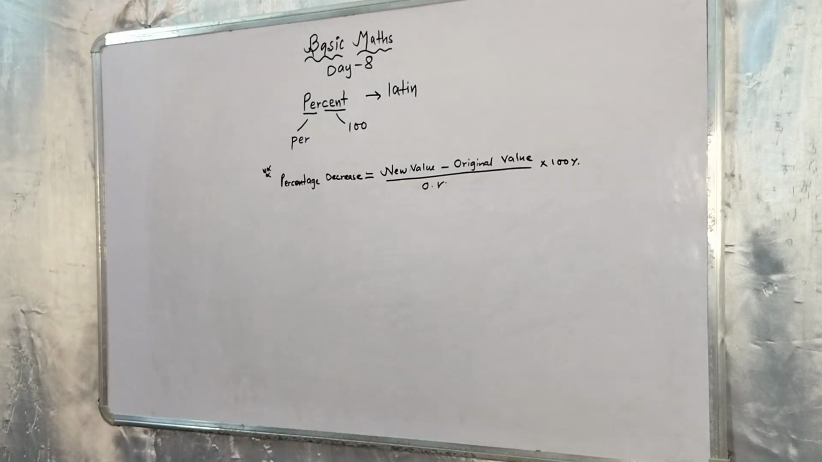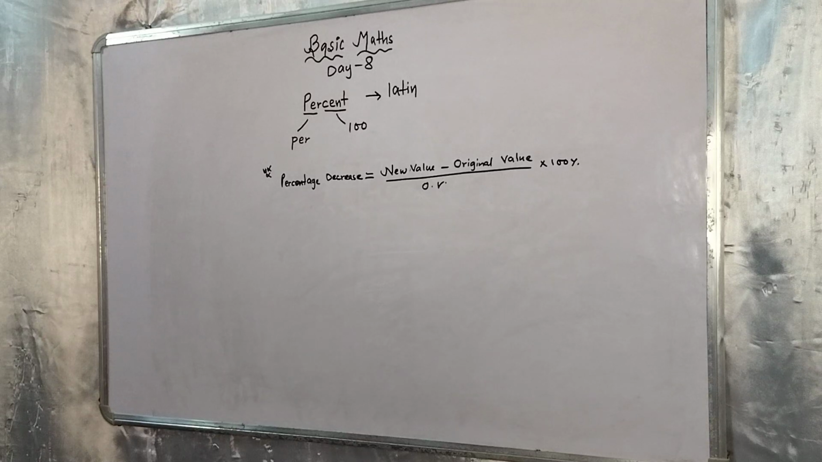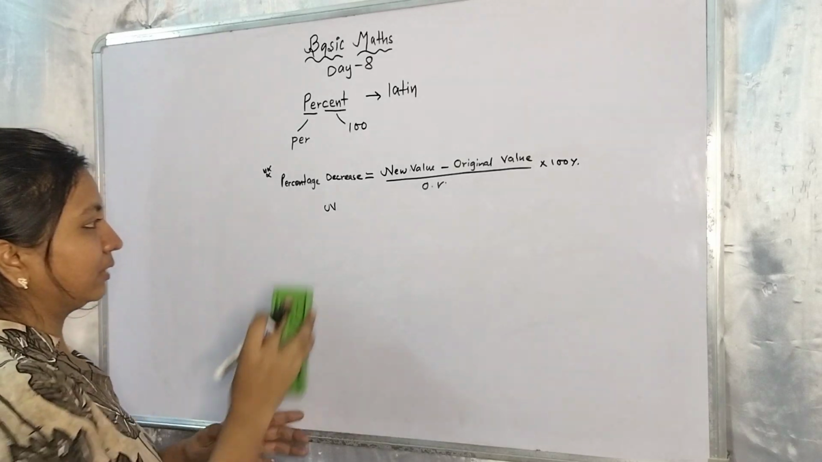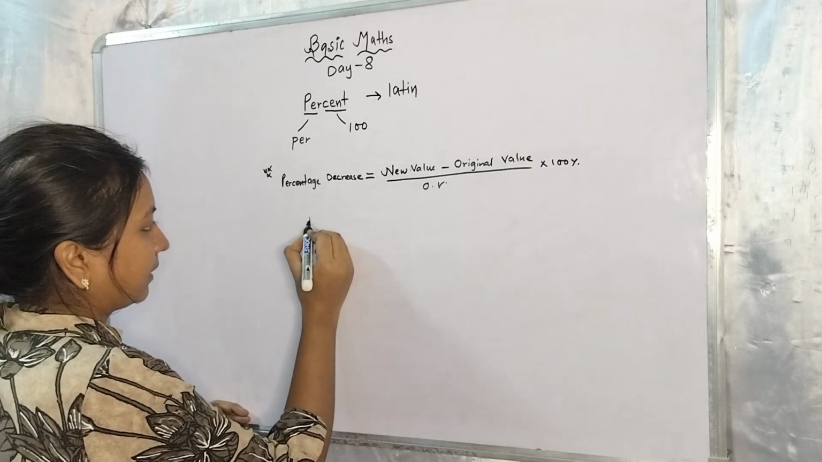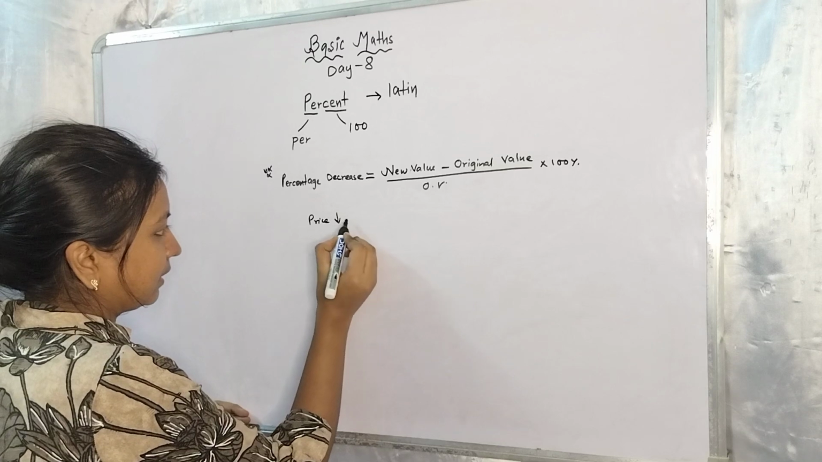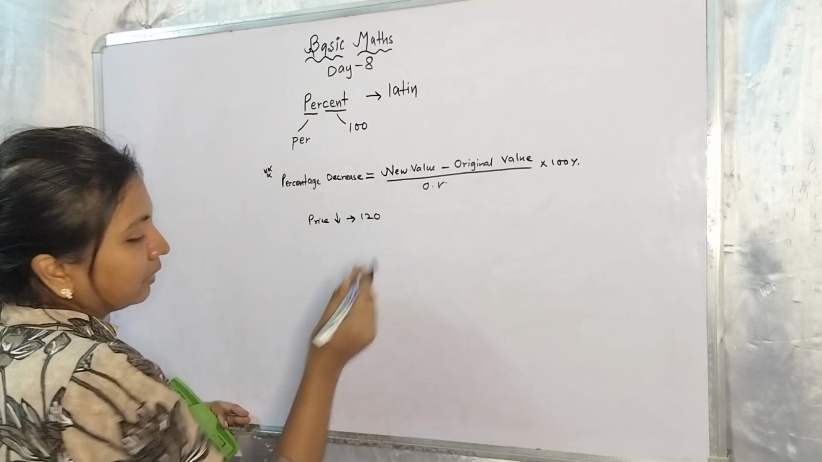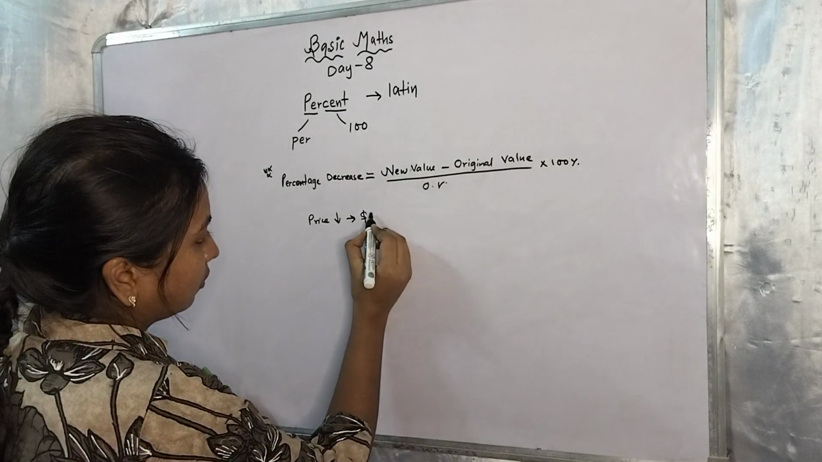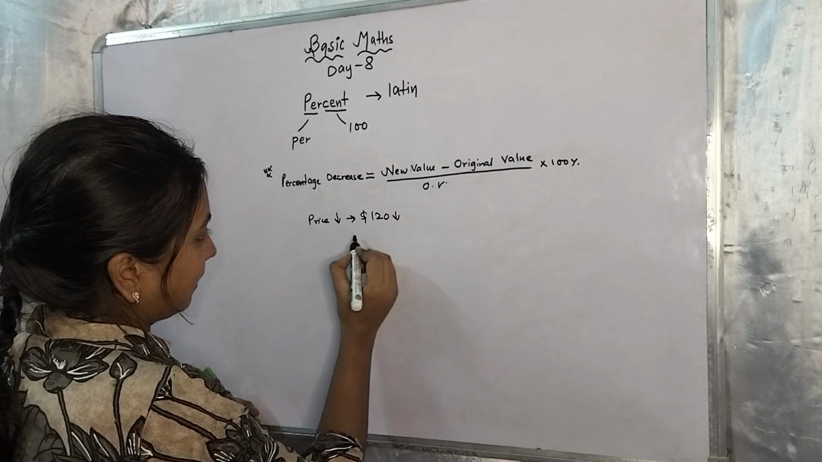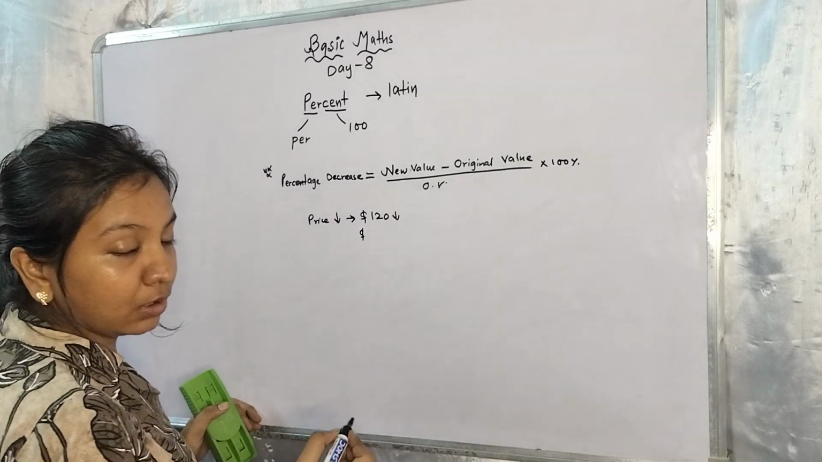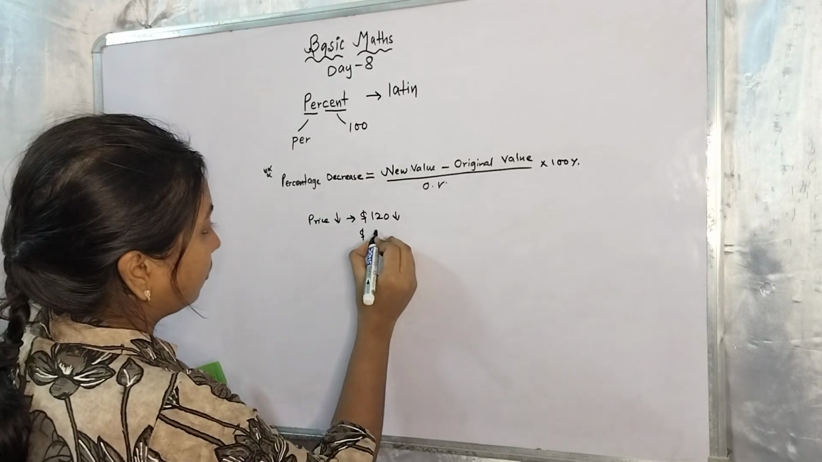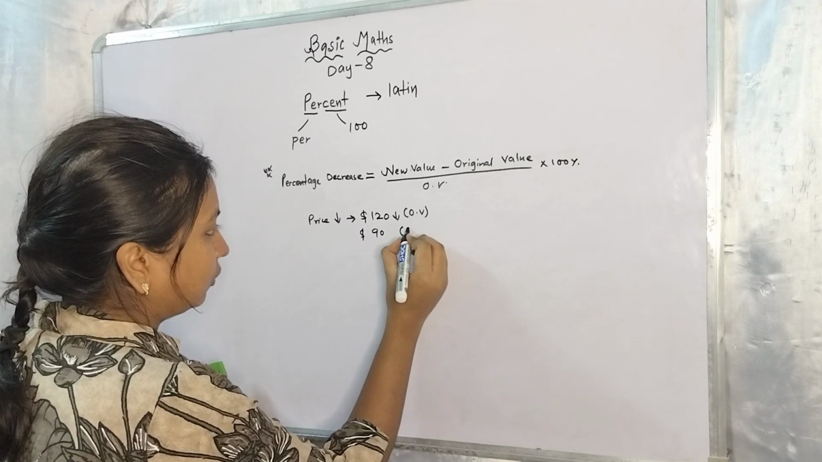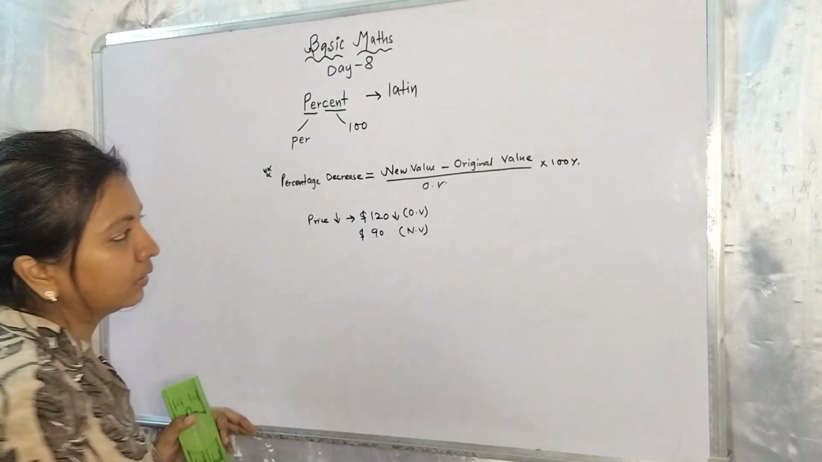So for an example, if the price dropped from $120 to 90, so here we are told that the price got decreased from 120. The earlier price was $120, which got declined, and now our new value is only $90. So this is our original value, and new value is $90. Fine. Now you understood.